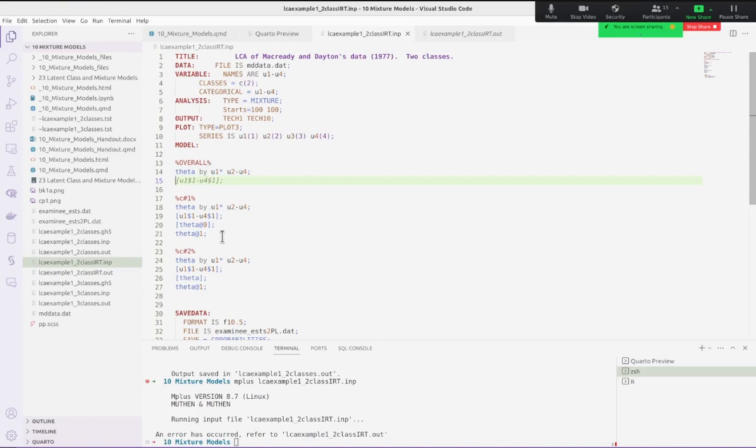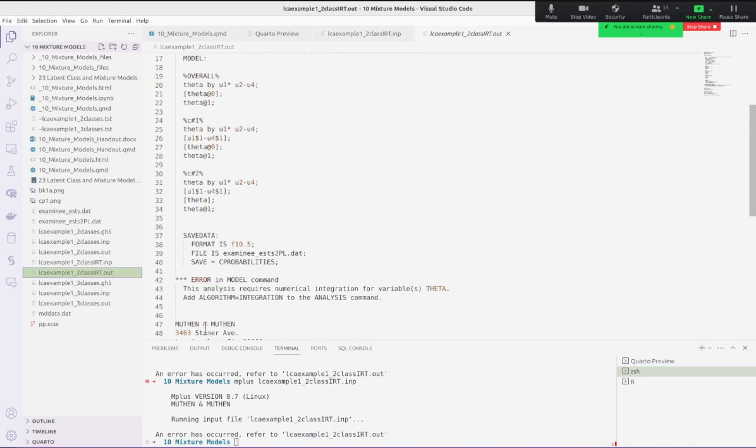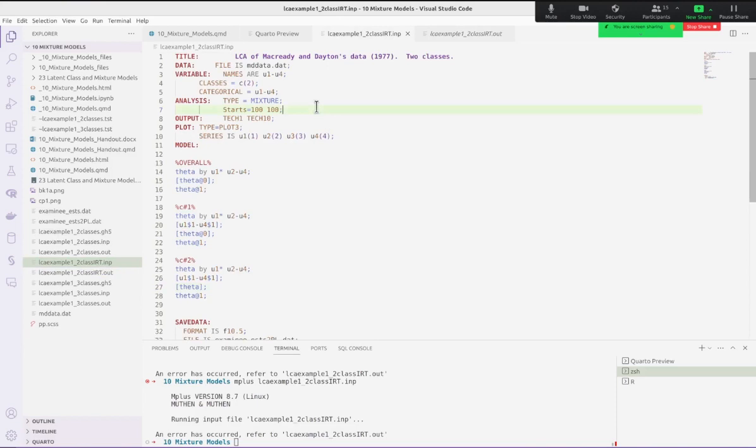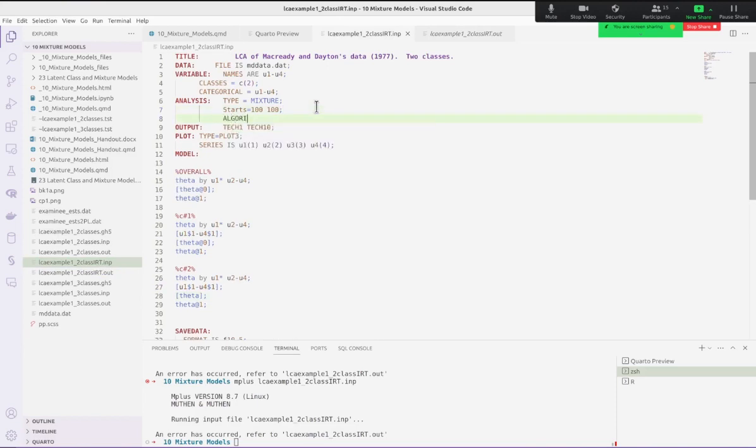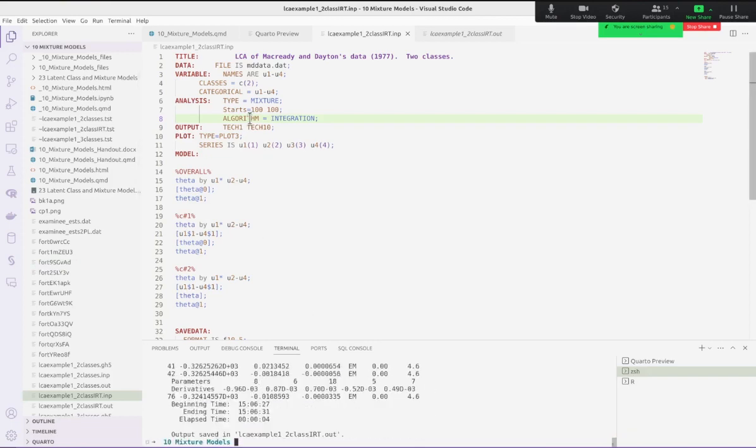So here I'm just going to put my model specification of theta in, and then it overrides that for each of the other models. Nope, and there's still an error on it, of course. Oh, and I need algorithm equals integration. I need to integrate out theta. Let's see if that works. I think there's one more. No, it did. It's taking longer to run. It's a more complicated model.